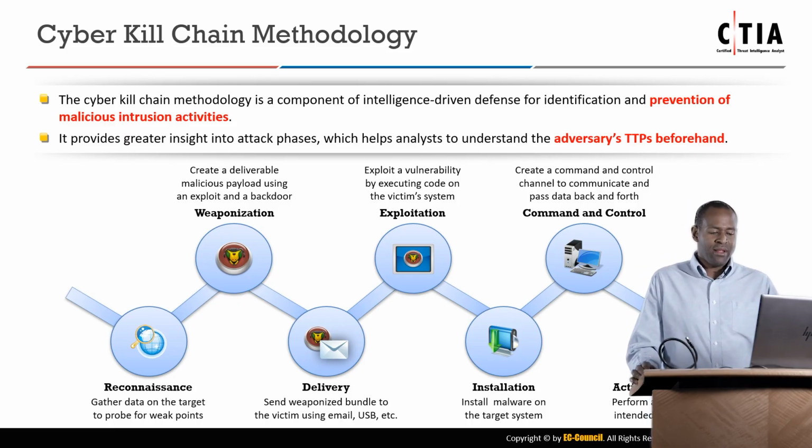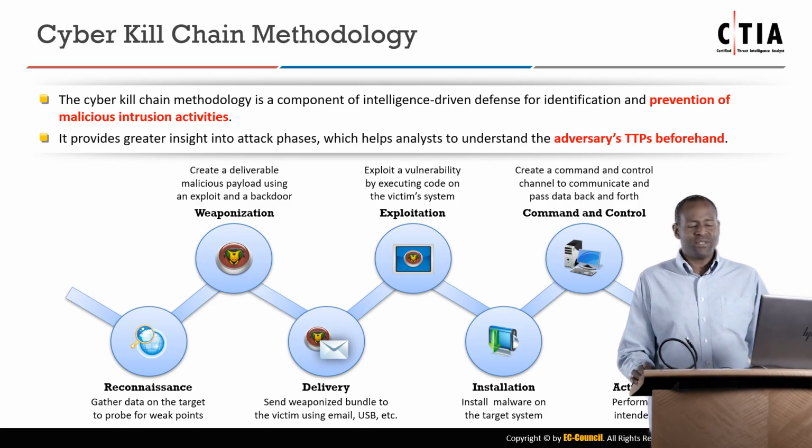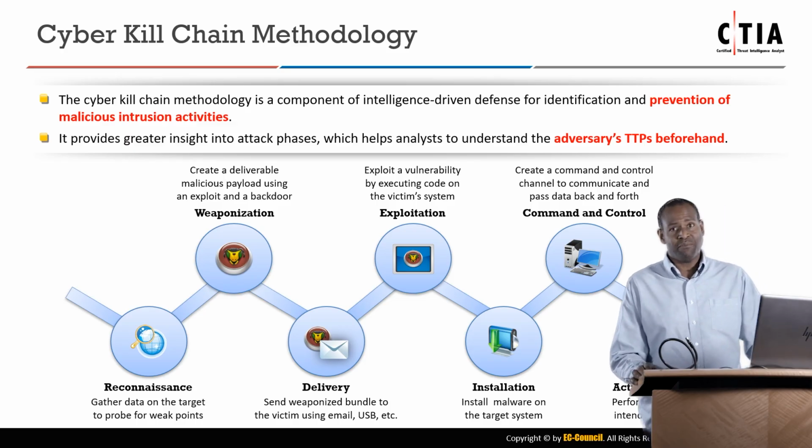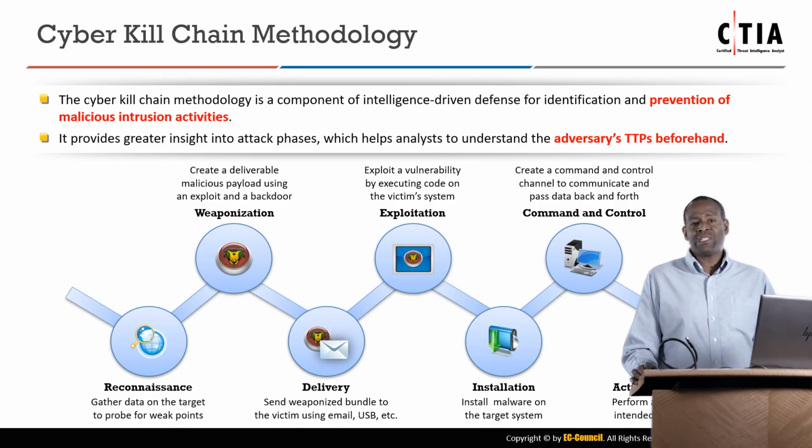Better yet, use email. Send the victim an email, or use a text message, some type of SMS message, and somehow we deliver that weaponized bundle to the victim machine. Then, once the weaponized bundle is delivered, we go to the next link in the kill chain, which is exploitation.